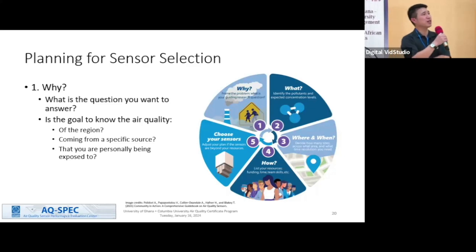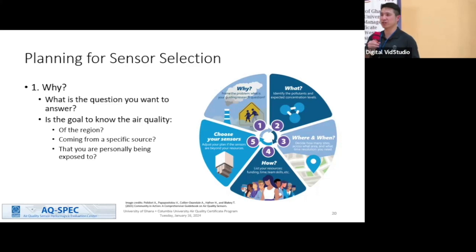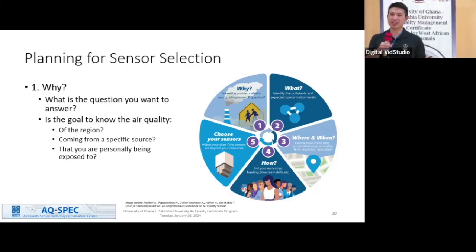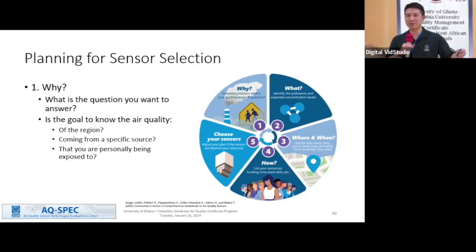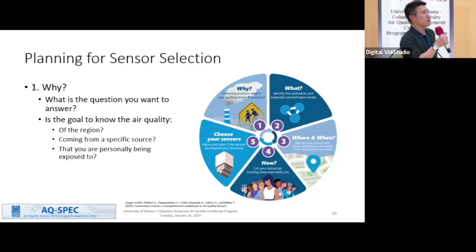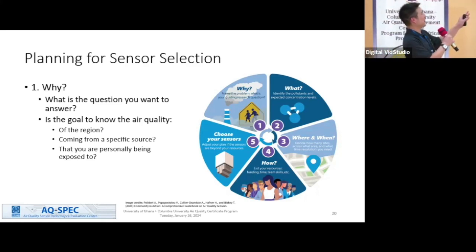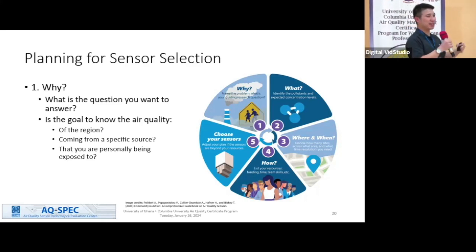So I'm going to walk through, and a lot of this is going to be about planning, because planning is a huge part of making sure the data quality from your low-cost sensor monitoring project will, in the end, be usable. So planning, I have this nice graphic. It's a five-part planning cycle: why, what, where and when, how, and then finally, choose your sensors.